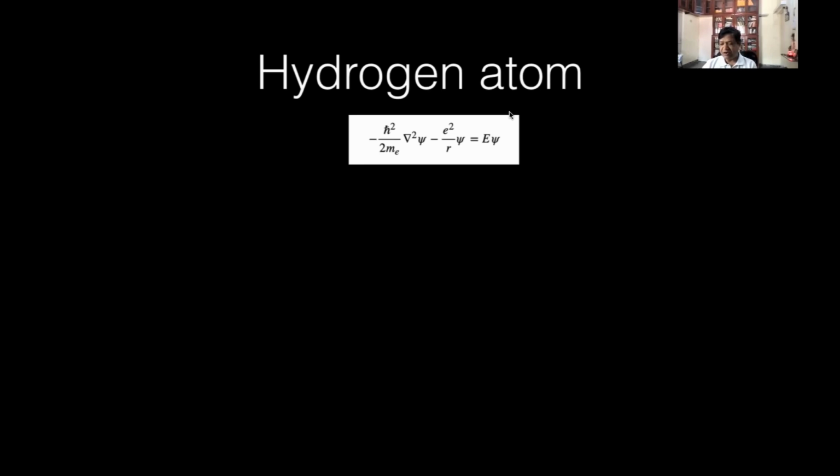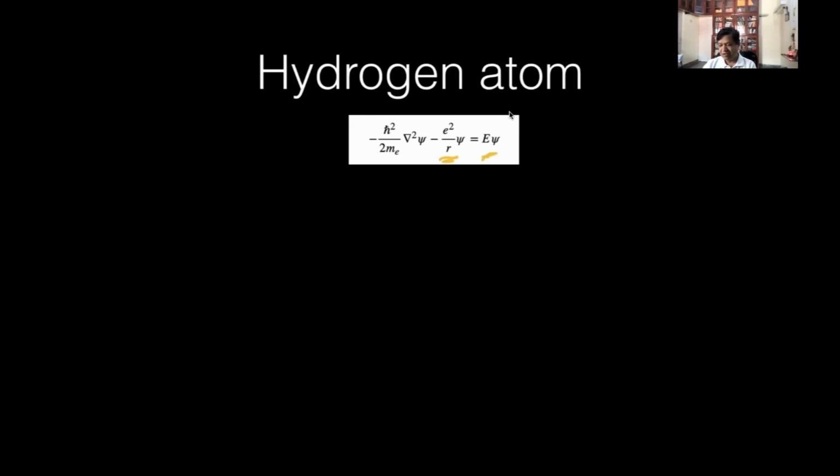So this is the equation for the hydrogen atom, time independent. I am not putting time here. We can also work with time dependent, but let's just work with time independent. So h bar is the Planck constant, m is the mass of the electron. It should really be the reduced mass, but let's ignore that part. e is the electron charge, r is the distance of the electron from the nucleus center, and E is the energy of the system.